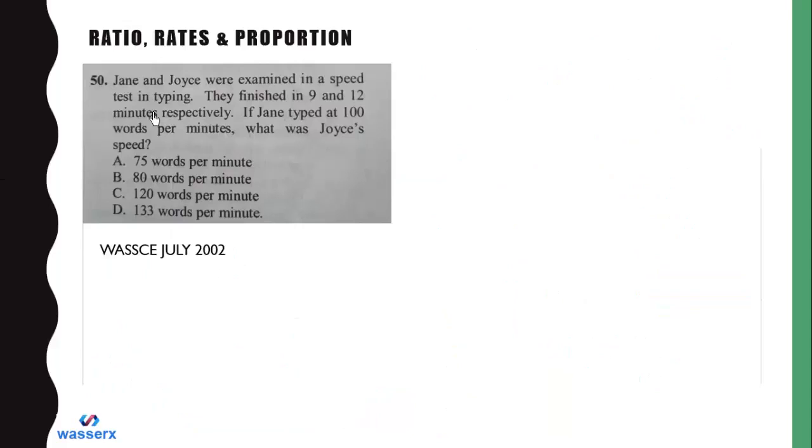Now look at this one very carefully. This one is on proportion. It's about typing speed. So we have Jane and Joyce. Jane finished typing in 9 minutes and Joyce in 12 minutes. So Jane was able to type 100 words. If you examine it critically, it means Jane is faster in typing than Joyce. So in 9 minutes, Jane was able to type 100 words. But for Joyce, 12 minutes, we don't know how many words she was able to type.